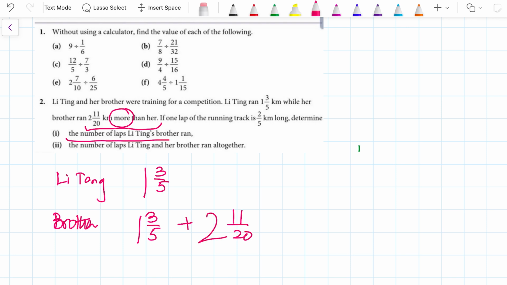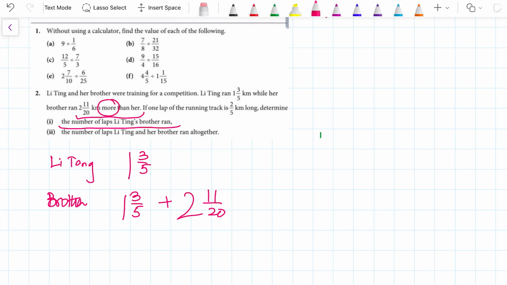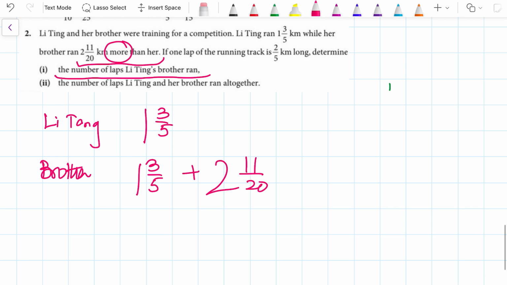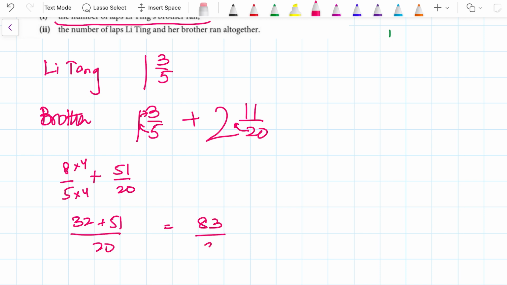Alright, find the number of laps Li Ting's brother ran. If one lap is 2/5 kilometer long, first thing is you need to find out how much Li Ting's brother ran. So we convert them into improper fractions. 5 plus 3 is 8/5, plus 40 plus 11 is 51/20. Making the denominator same. 83/20 becomes 4 whole 3/20.